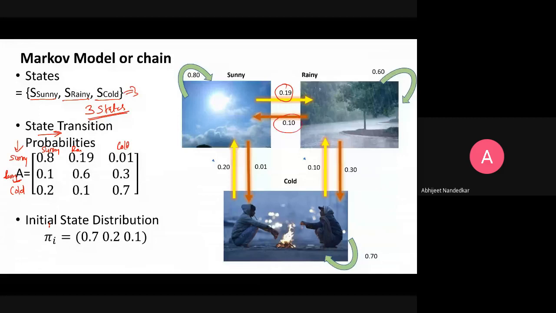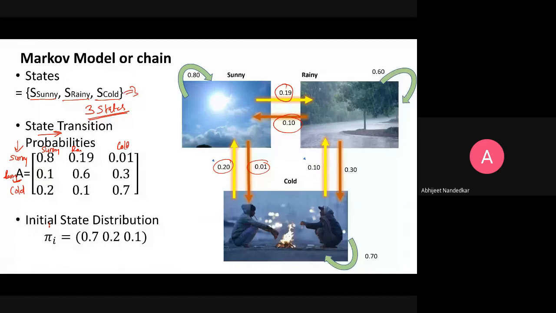Then this 0.1 is from rainy to sunny. So you can fill all these entries, the different probabilities you have, and then you can make a matrix.